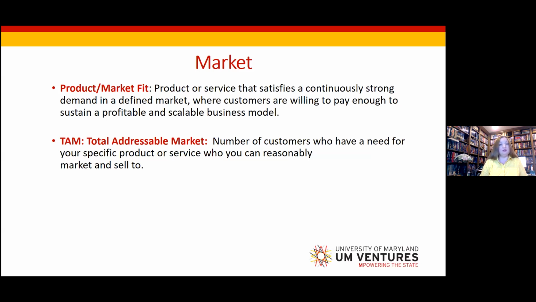TAM, or total addressable market, and the key word here is addressable market. It's the number of customers who have a need for your specific product or service who you can reasonably market and sell to. So for example, if you're opening a restaurant, even though the food that you serve could be enjoyed by people all around the country, your addressable market is only people within driving distance to your restaurant. So that's your addressable market.